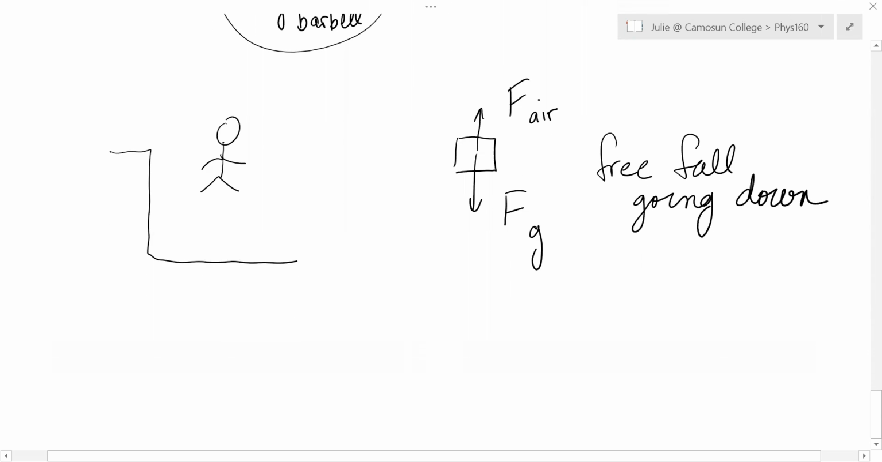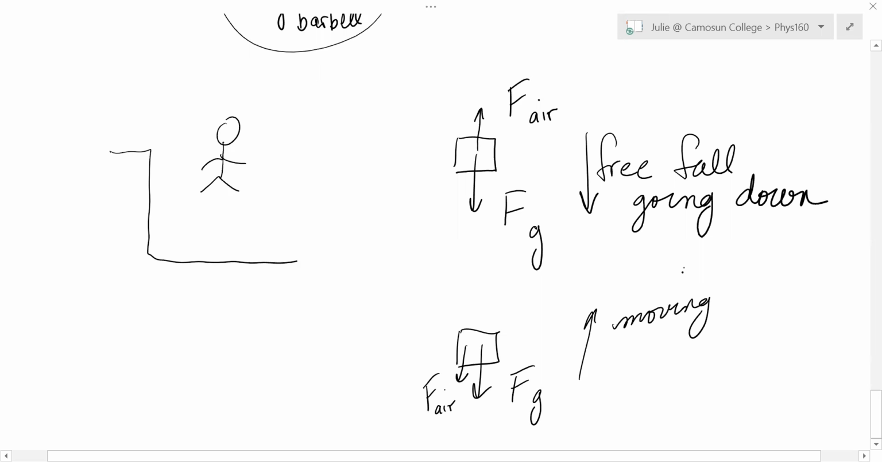But you could jump up and be moving up in free fall, in which case the force of gravity is always down, never changes. But if you're moving down, air resistance would be this way. This would be if you're moving up. So that'd be if you jumped off the ground and that little bit of time you're actually in the air going up. It's still called free fall though. Air resistance just flips over because it's slowing you down. Air resistance always slows you down.